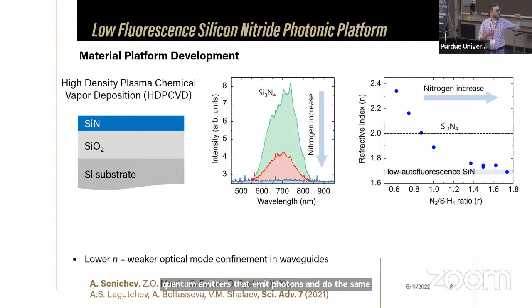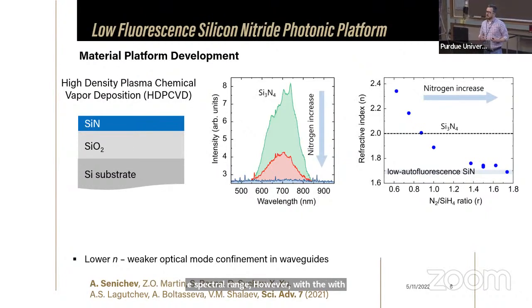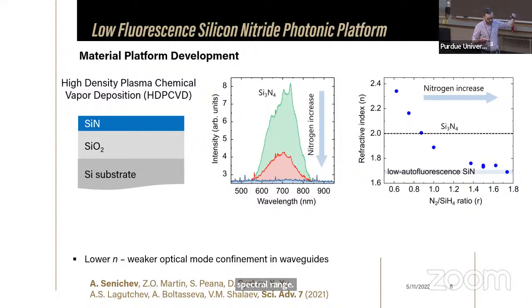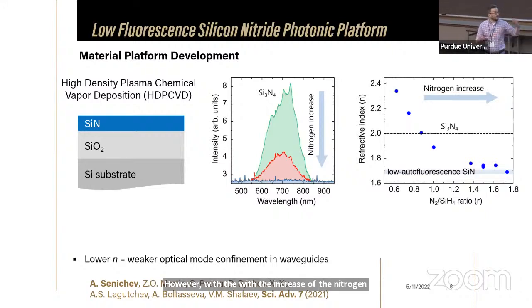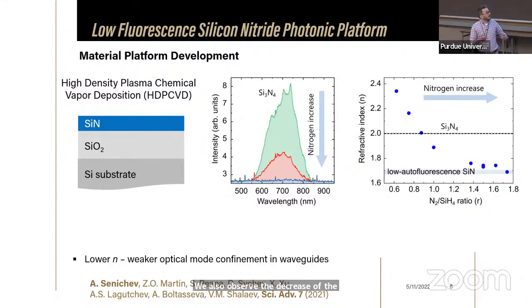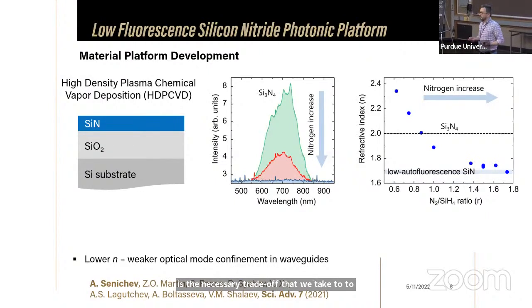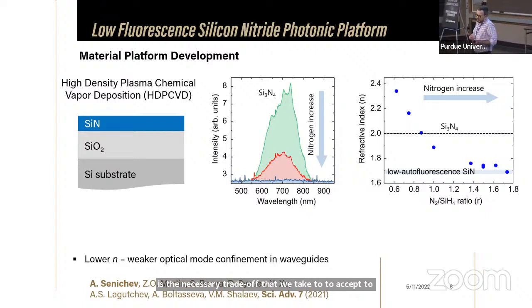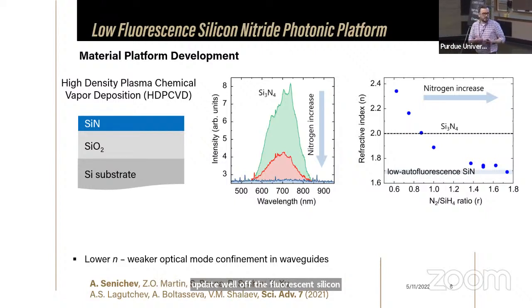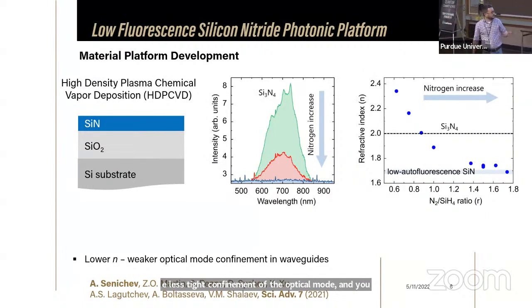However, with the increase of the nitrogen content in our material, we also observe a decrease of the refractive index. At the current stage of our project, it is a necessary trade-off that we accept to obtain low autofluorescence silicon nitride. And low refractive index means that you have less tight confinement of the optical modes and you will have more losses.